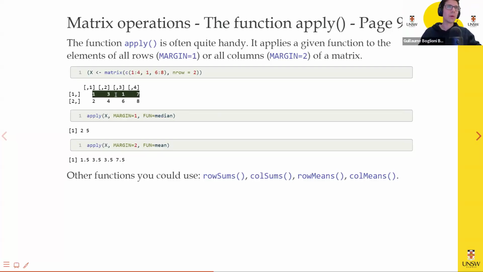Median, remember, is the number in the middle. If there's an even number of values, it's going to take the average of the 2 numbers in the middle, meaning the order of those numbers is 1, 1, 3, 7.